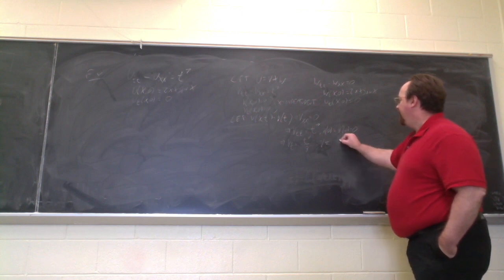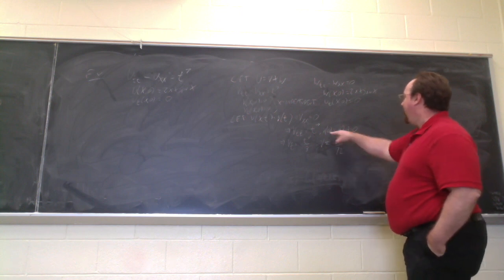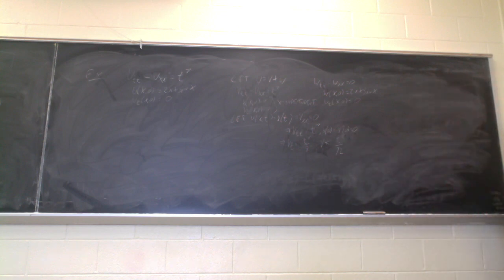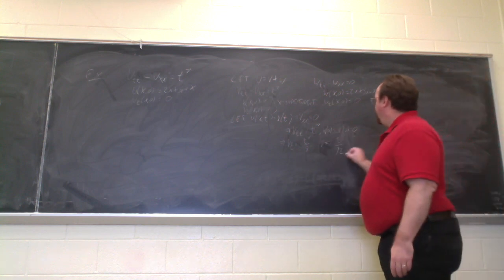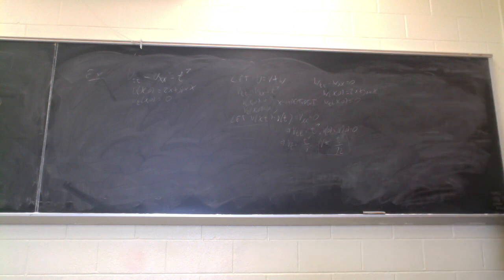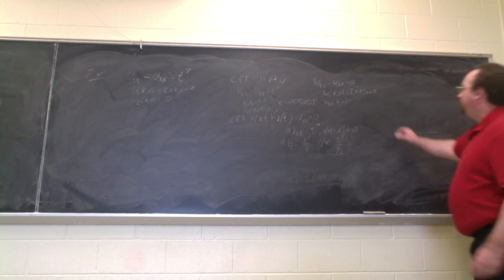T to the 9th over 72. And that satisfies v of 0 is 0. So that's all you need. So v is complete. So now you can write down the whole solution.